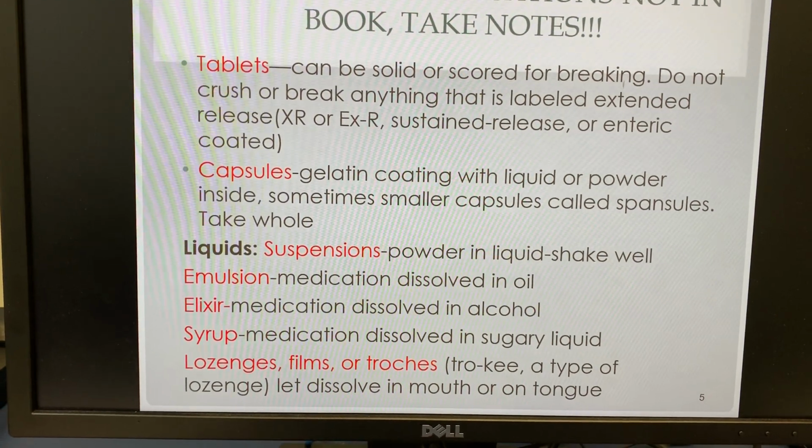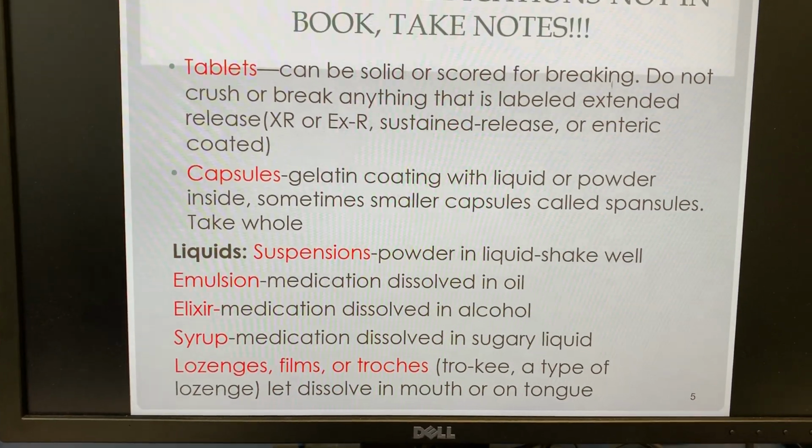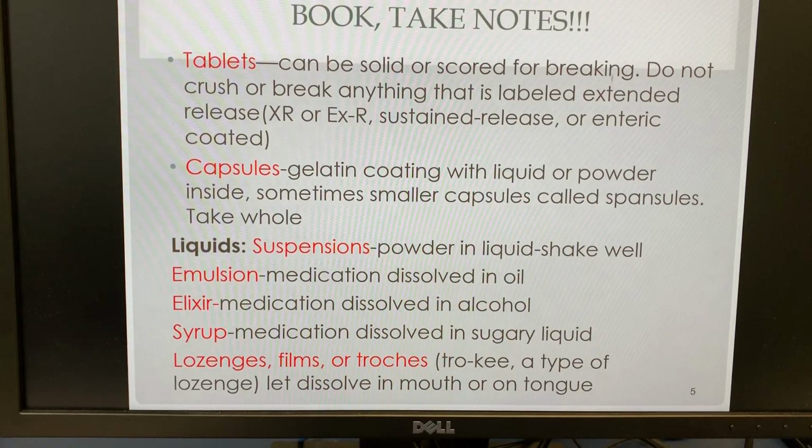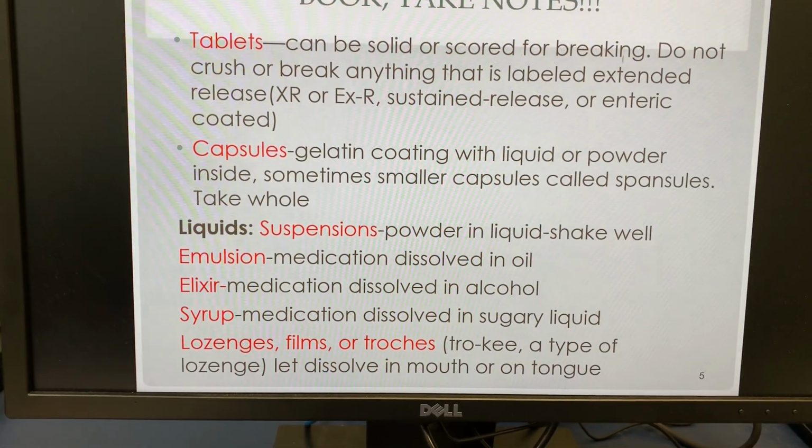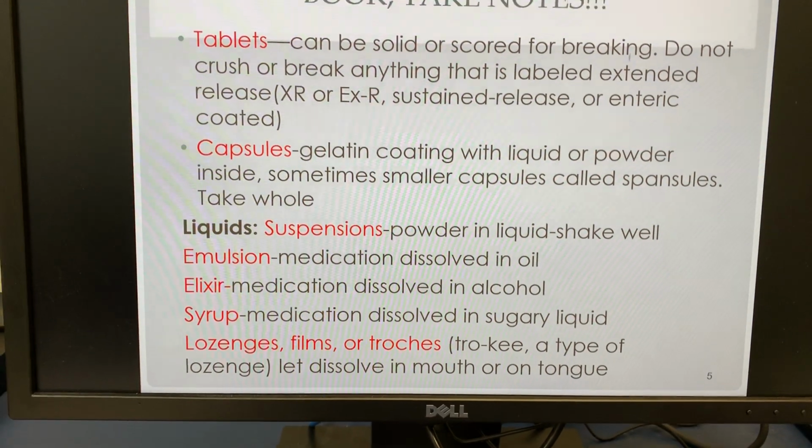Alcohol has very tiny molecules. It rapidly is taken into the bloodstream, and if you mix a drug with alcohol, the rest of the medication goes in with it. Of course, you don't want to give that to children.